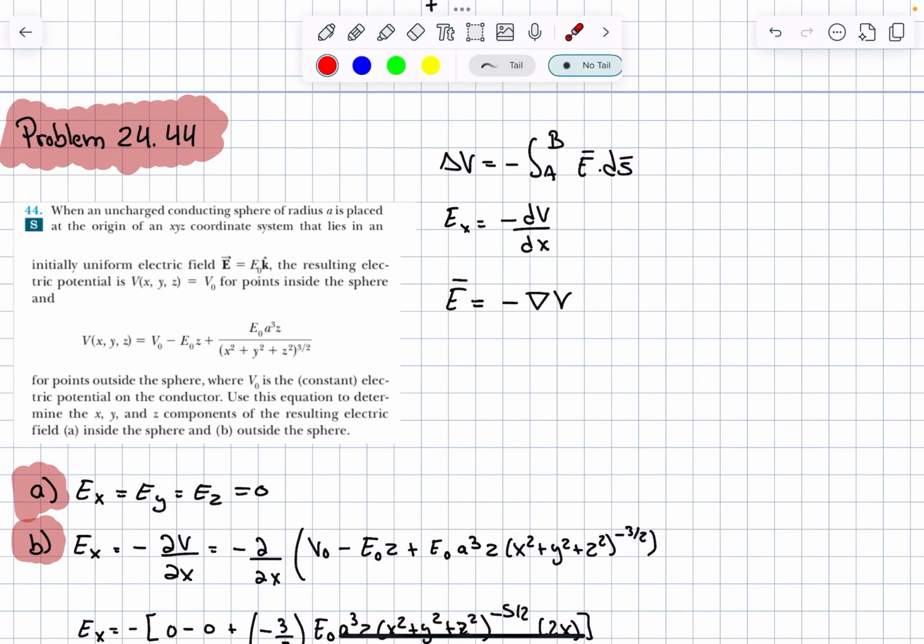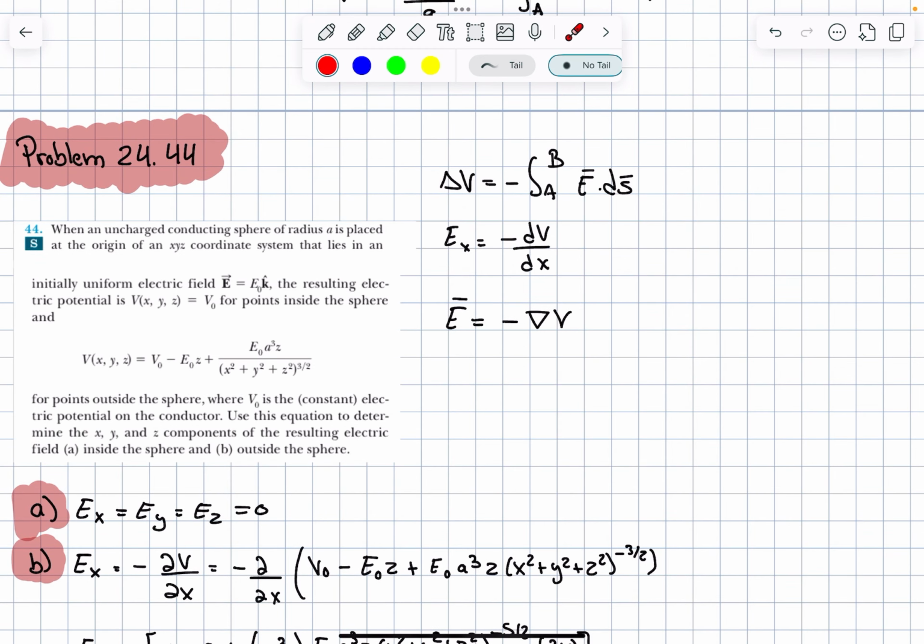So here in problem 24.44, we want to talk about how we can go from E to V and vice versa. Specifically in this case, we're going to be using this expression here. But just so that you know, if you're given an electric field, you're going to be able to figure out what delta V is, where delta V here is the change in electric potential. If you are given the potential at some point, you're also going to be able to find the electric field at that point using this expression here.